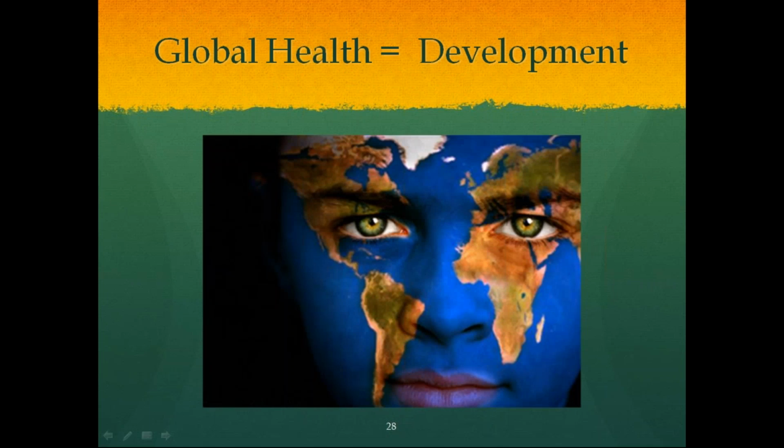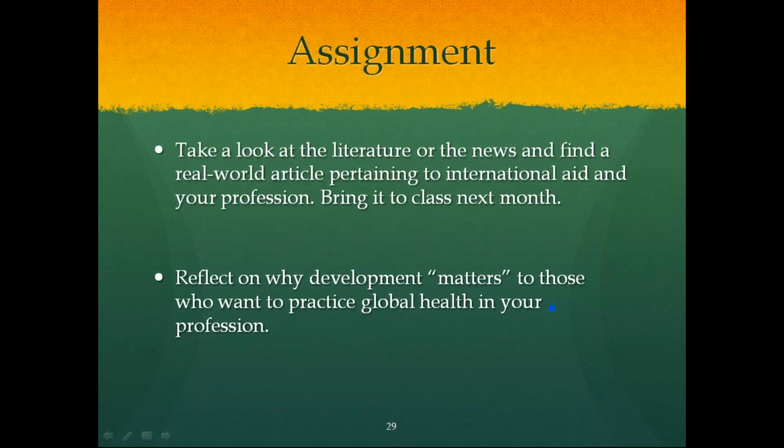So global health really is this offshoot of international development. I think hopefully after this you have a better understanding of how we got here and what we're going to do about it and how you're going to engage in that world. So what I want you to do for next month is take a look at the literature, take a look at the news. It doesn't have to be an exhaustive PubMed search or anything like that. We want you to find some real world situation or article that pertains to international aid in your profession.